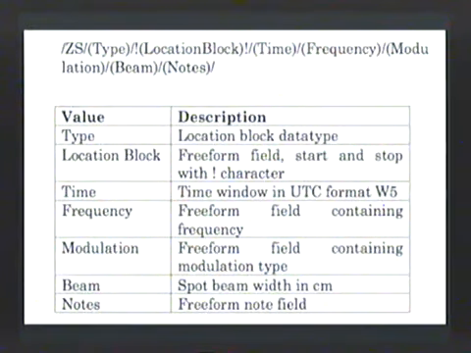The next value is the time of the transmission in UTC format W5. Note that you will want to be on location and ready to receive before this time, as the transmission will not be repeated. The frequency is the frequency in megahertz used for the transmission. The modulation is the type of modulation used for the transmission. The beam is a spot beam width in centimeters.